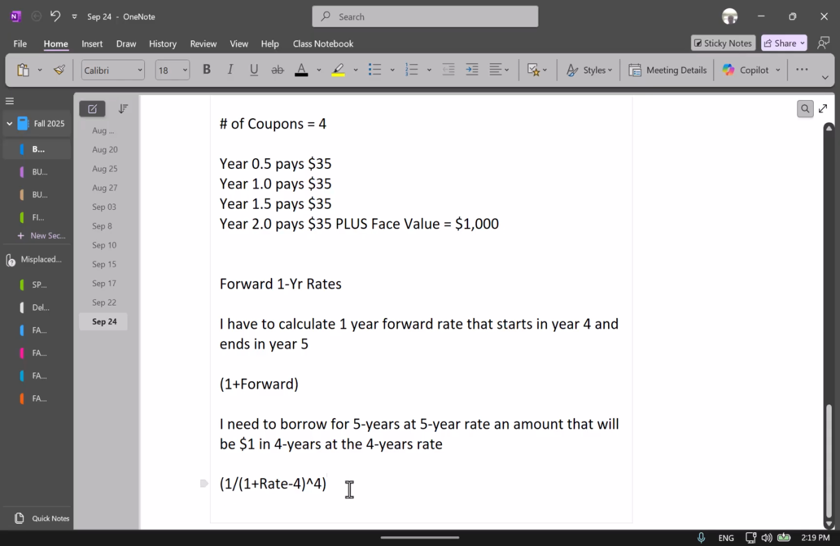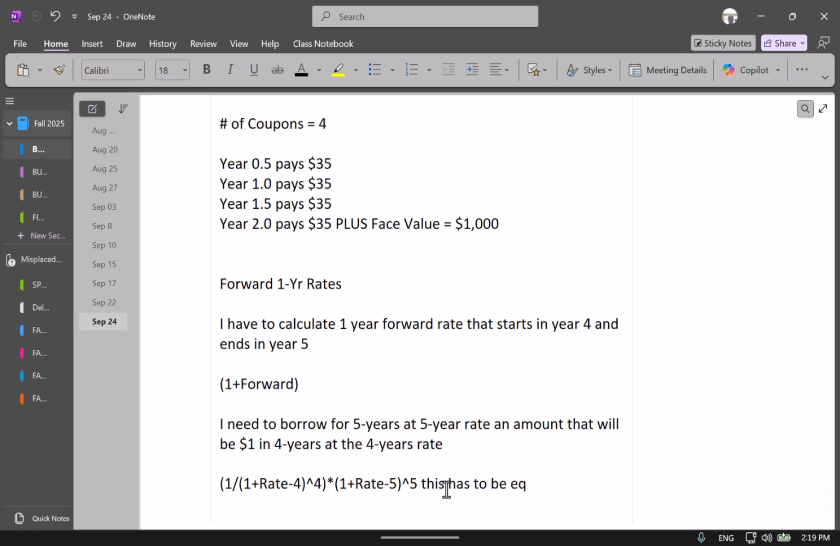But I'm going to pay interest on that for 5 years, right? So if I do it the other way around, that's the total amount I'm going to pay at the end of year 5. Well, those two have to be equal. Hence, this has to be equal to 1 plus forwards.